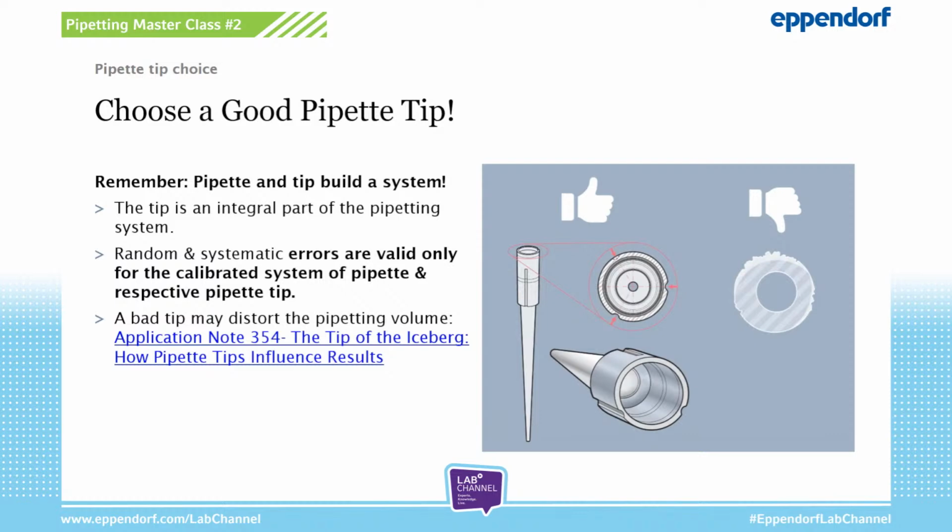Pipettes are adjusted to the tips, which means that the measurement deviations for the systematic and random errors that manufacturers specify for their pipette tips are valid for this combination. If the pipette is used with alternative tips, these deviations can be quite different and even worse. For further information, please refer to our application note, The Tip of the Iceberg.